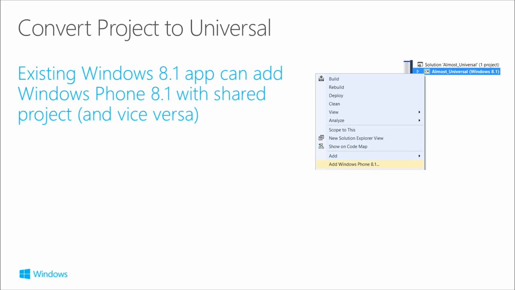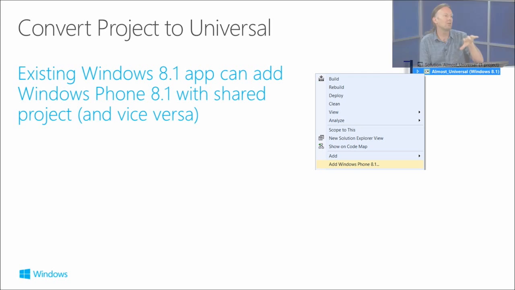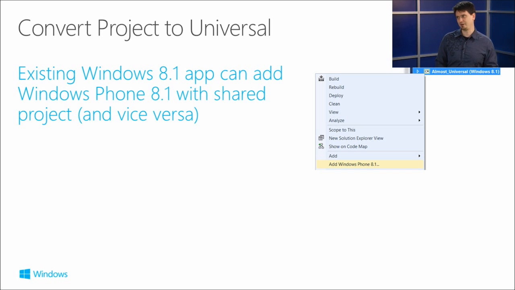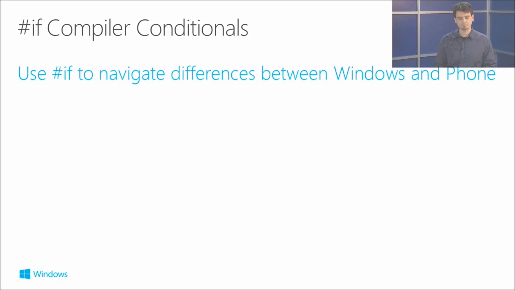So if we have an existing project and we want to convert it to universal, this applies only to Windows 8.1 projects and Windows Phone 8.1 projects. If you started out with a Windows 8.1 project and you want to add phone, or you started with phone and you want to add Windows. And we have to remind everybody that when we're talking about Windows Phone 8.1 here, we're meaning WinRT XAML apps. Not Silverlight. Yes, there is not a shared project between Silverlight and Windows 8.1 applications. But we can right-click on that application and go and add Windows Phone or Windows 8.1.